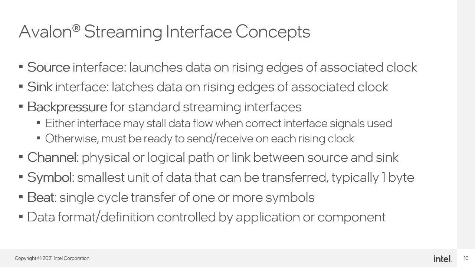Avalon Streaming supports multiple channels of data. These can either be physical channels made up of multiple data paths or logical channels that are multiplexed through a single physical link. A symbol represents the smallest unit of data that can be transferred through a channel. This is typically 1 byte. A beat is the single cycle transfer of one or more symbols. When creating your own interfaces, you can specify how many symbols are transferred per beat.